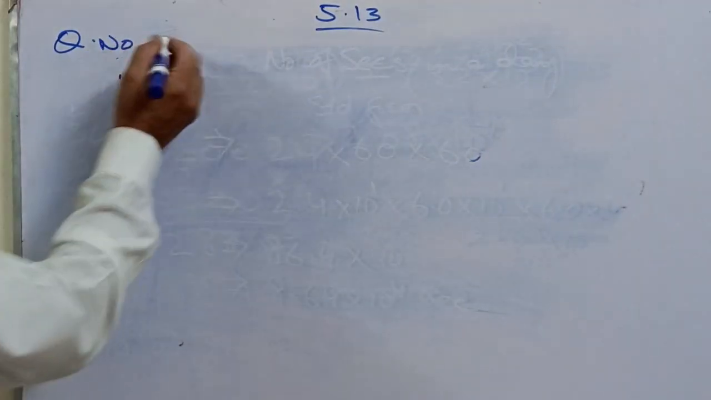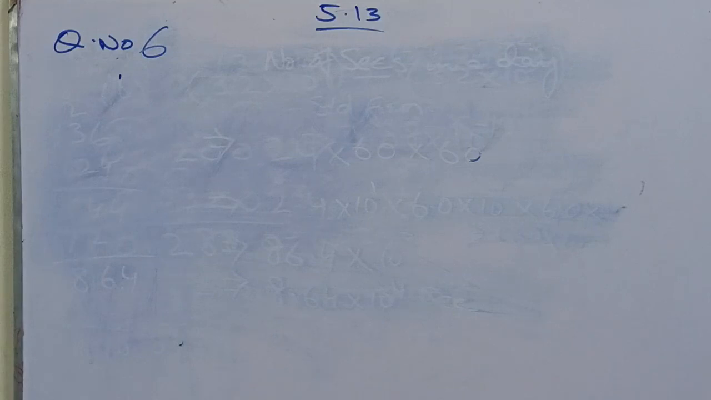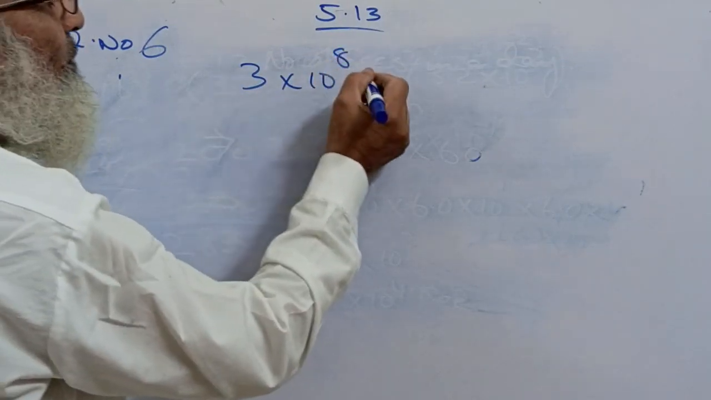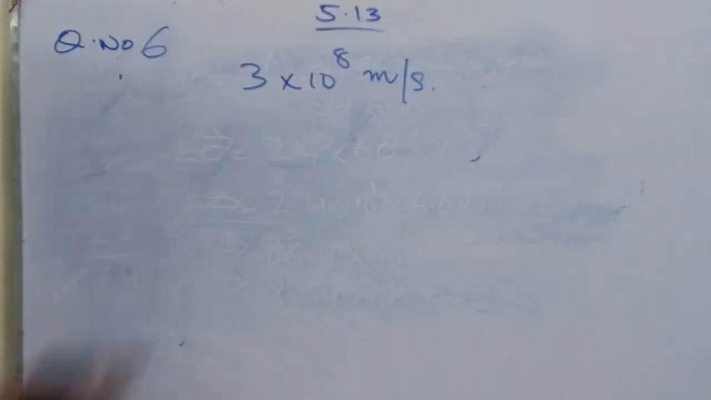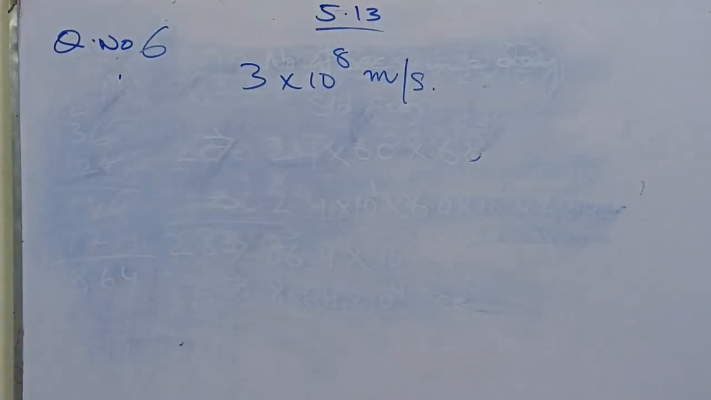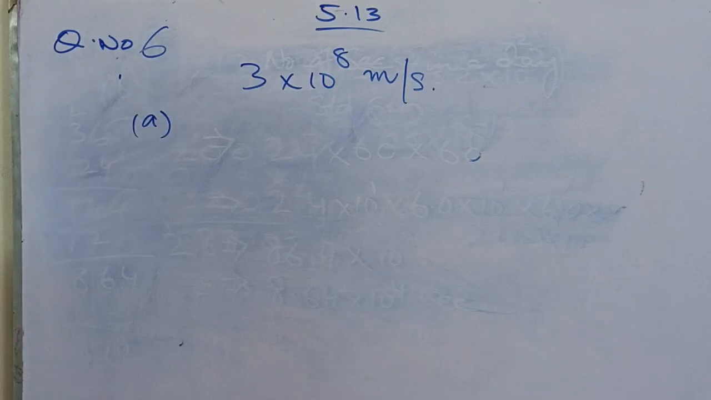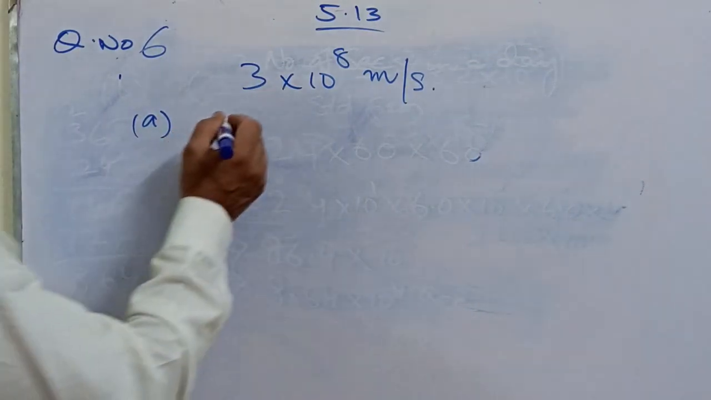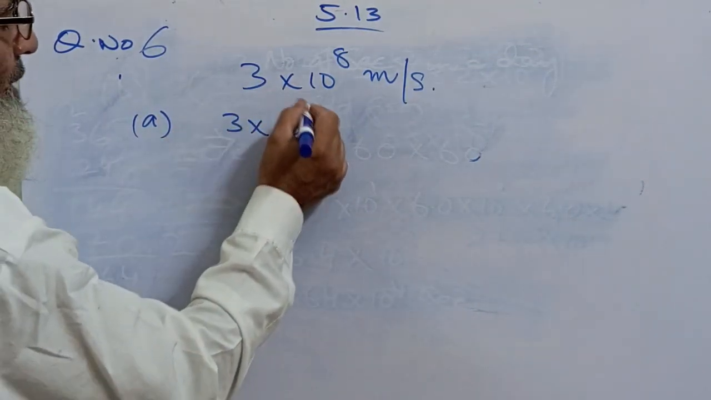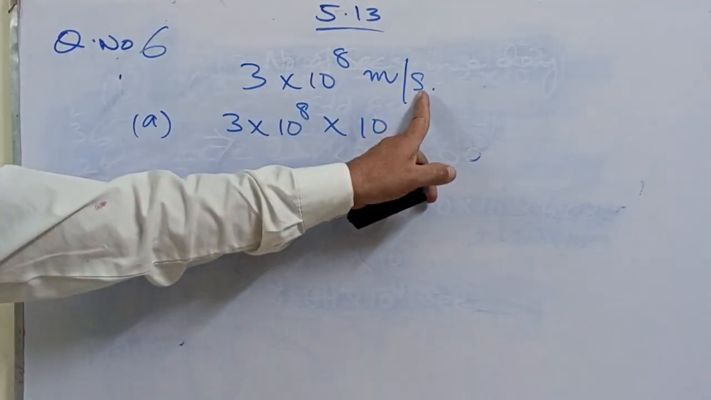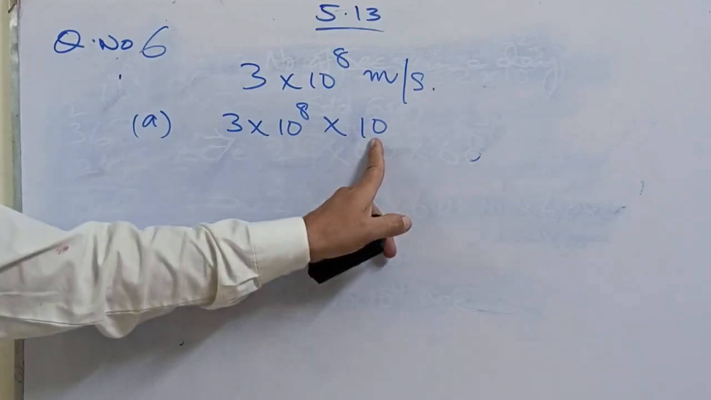Question number 6. The speed of light is 3 into 10 raised to power 8 meters per second. In part A, it is asked how far it will travel in 10 seconds. Just multiply it with 10, because both the units are in seconds. Now this is in seconds, this is in seconds.